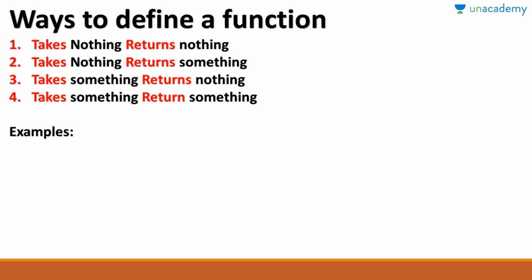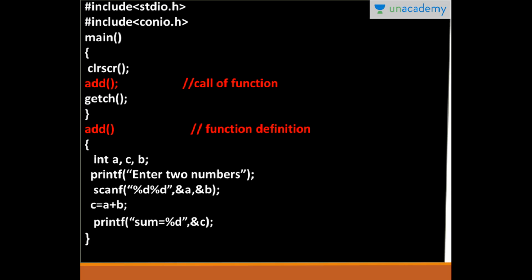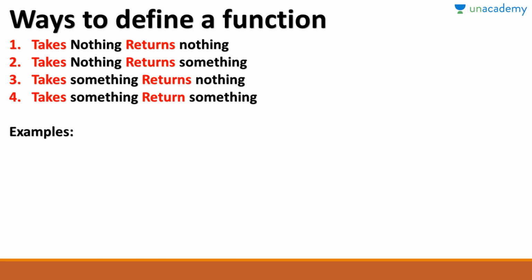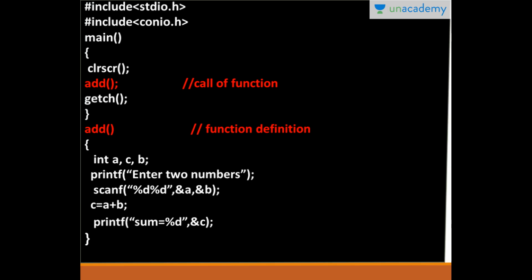So there are many ways to define a function. First, takes nothing and returns nothing. Second, takes nothing and returns something. Third, takes something and returns nothing. And fourth, takes something and returns something. We will study these with the help of some examples.